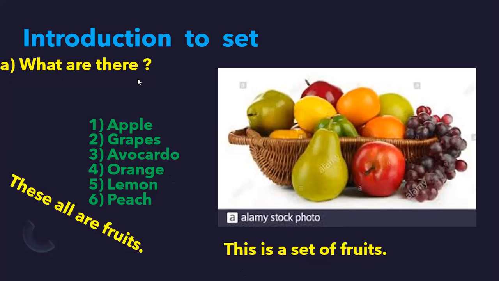Look here. What are there? These are fruits. What are they? They are apple, grapes, avocado, orange, lemon, peach, etc. And this is a collection of fruits. That means it is a set of fruits.